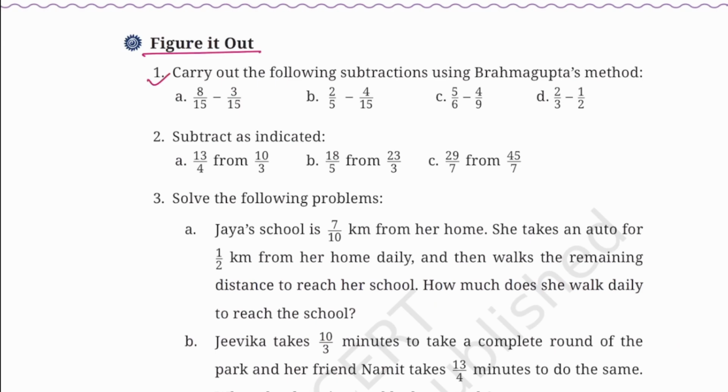Figure it out. 1. Carry out the following subtractions using Brahmgupta's method. A. 8 upon 15 minus 3 upon 15. The answer is 5 upon 15 or 1 upon 3. B. 2 upon 5 minus 4 upon 15. 2 upon 5 can be written as 6 upon 15, and 4 upon 15 is the same. The answer is 2 upon 15. C. 5 upon 6 minus 4 upon 9.